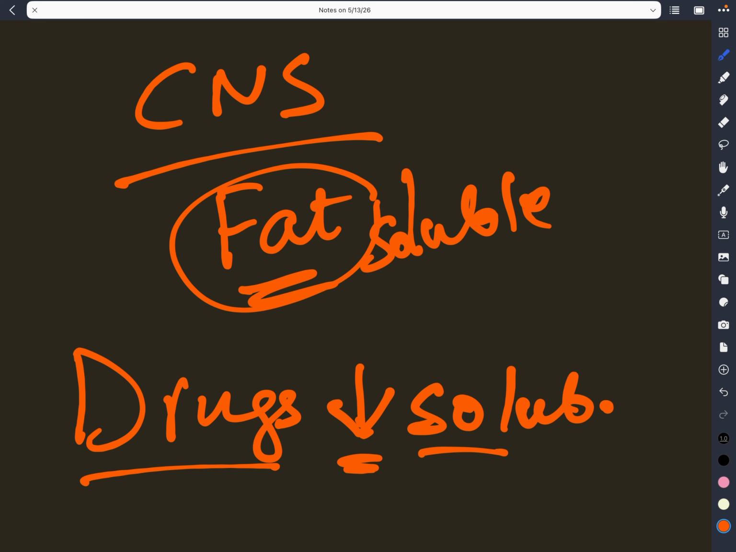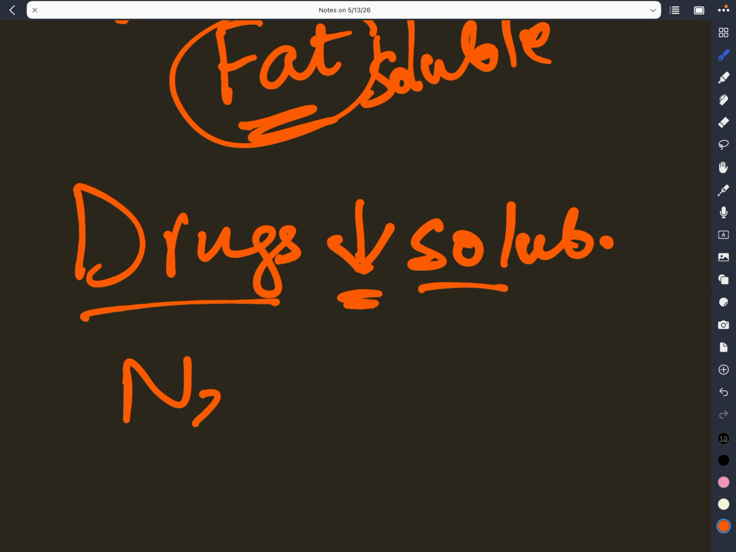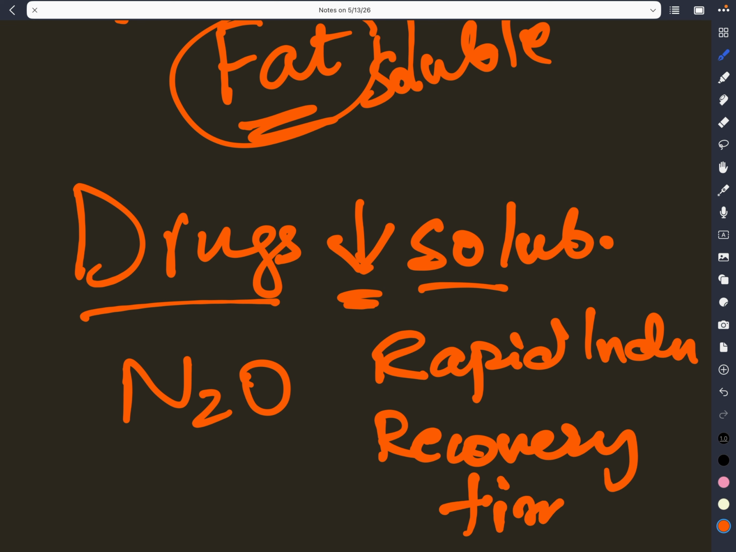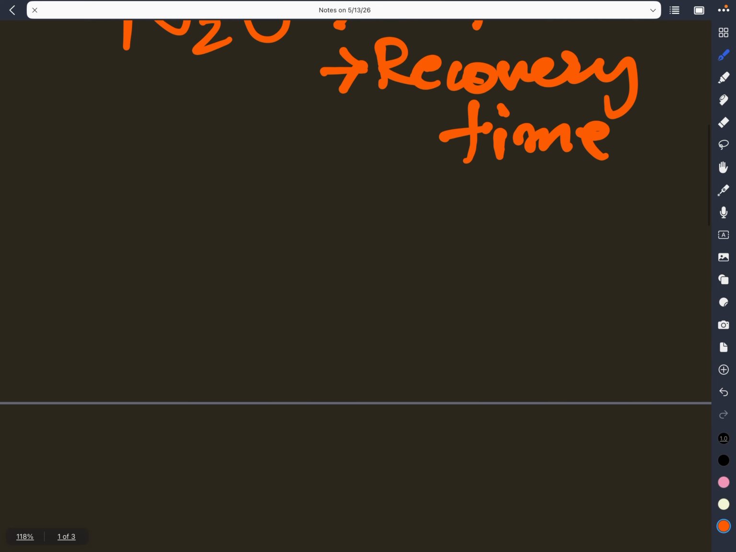The drug that has decreased solubility is N2O, nitrous oxide. What is the benefit of decreased solubility? It means you can have rapid induction, and it has good recovery time. So rapid induction and good recovery times are benefits of nitrous oxide, N2O.